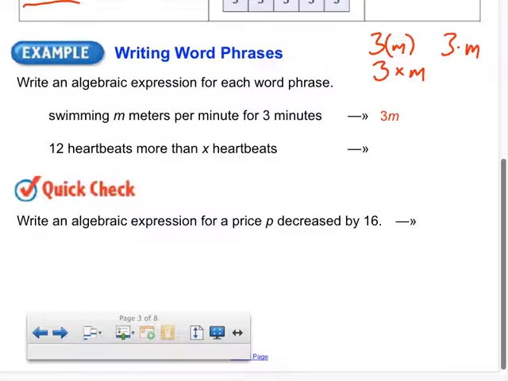Who's got this next one? 12 heartbeats more than X heartbeats. Go ahead. Okay, so give me the expression that would go with that. 12 plus X. Okay, so what you just said was X more than 12. 12 plus X. You just, again, did X more than 12. X plus 12. Nice.